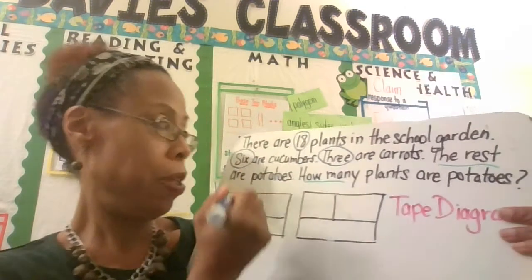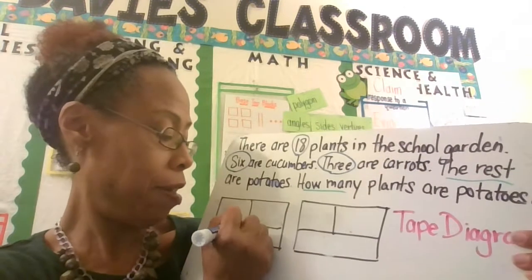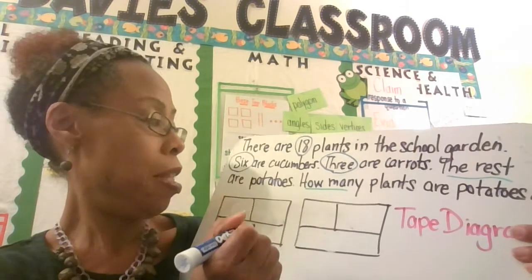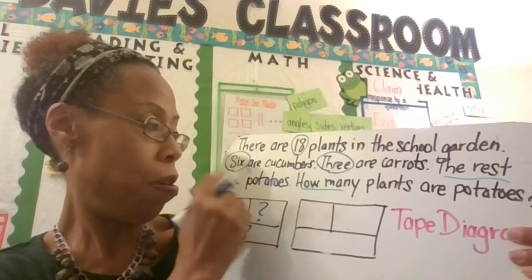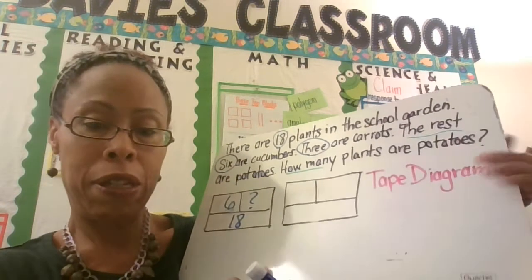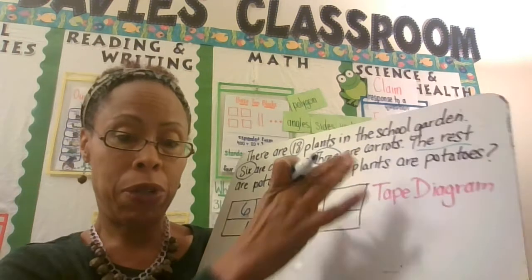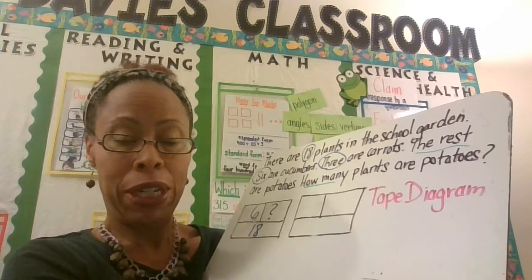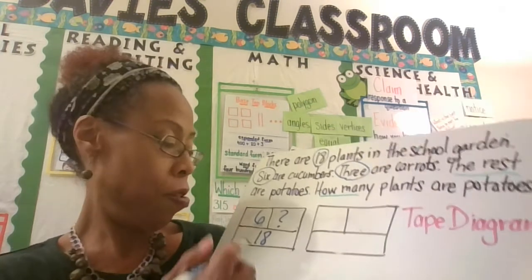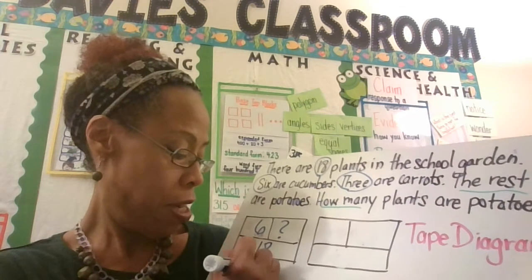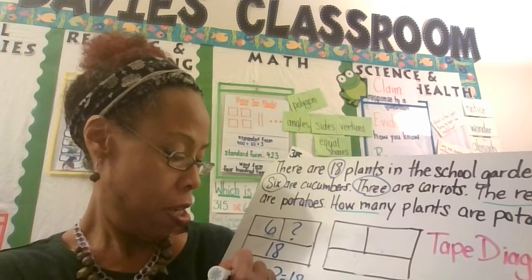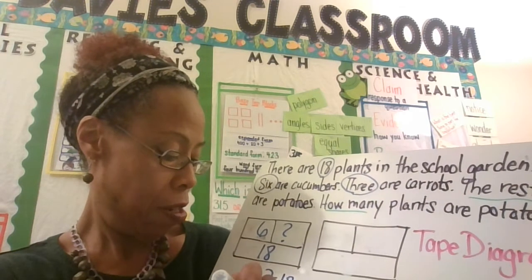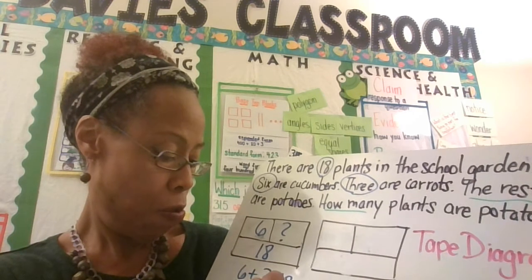All right, so we know that the total number of plants is 18, and then we know 6 are cucumbers, but we don't know the other number, and this is a way to break it down to make it a little bit easier. So 6 plus what equals 18, or 18 minus 6 equals what?